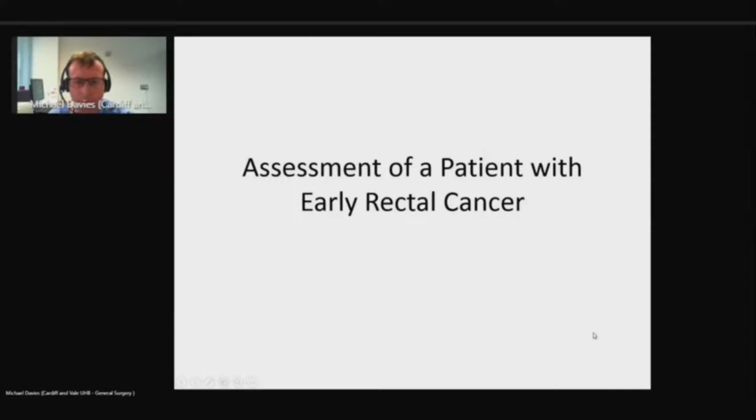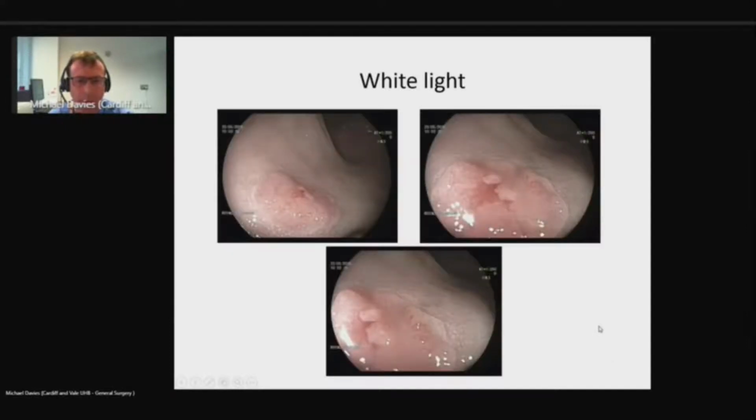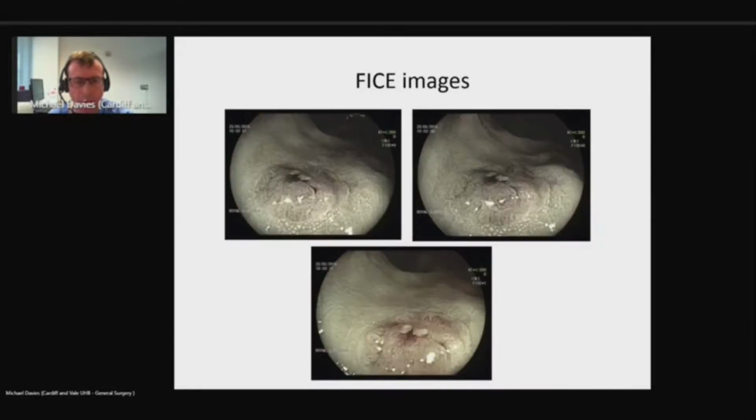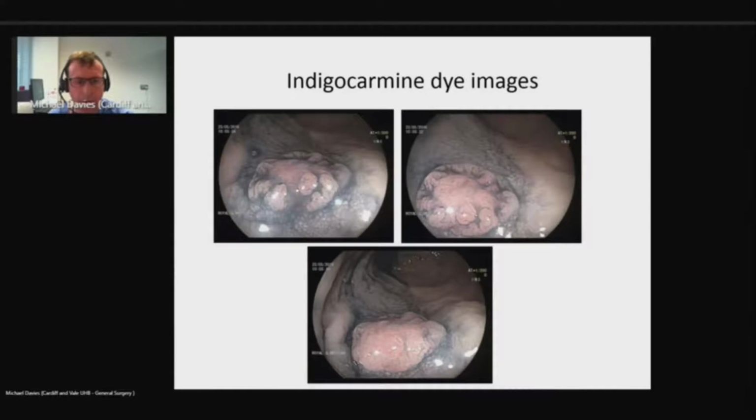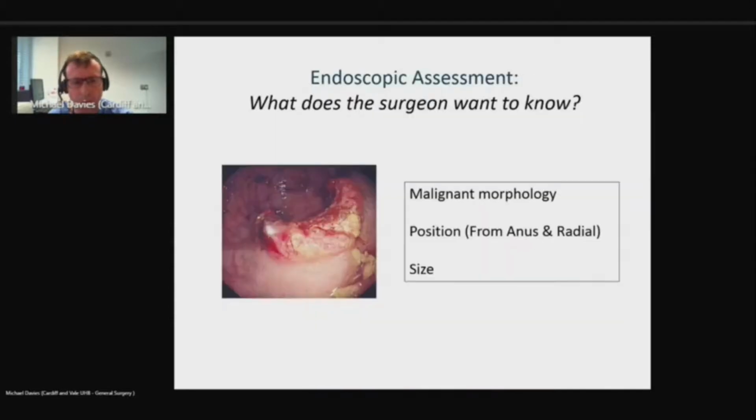So what about the assessment of a patient with early rectal cancer? Well, these are beautiful pictures sent to me by Neil Hawkes from a patient he referred to me some years ago for TEMS surgery for an early rectal cancer, and using different modalities endoscopically, including dye spray, allows helpful assessment of these lesions.